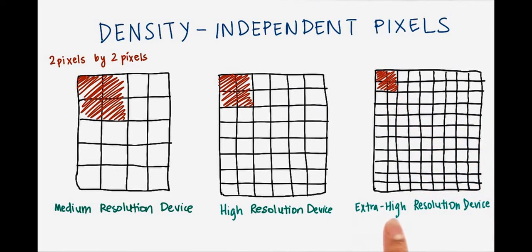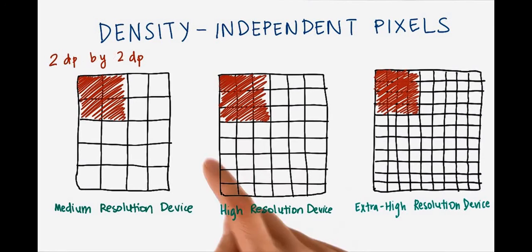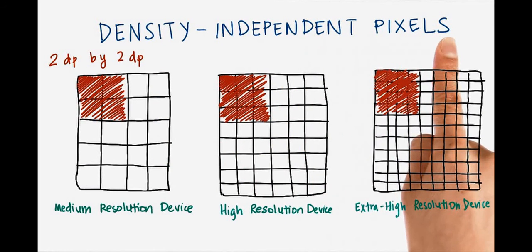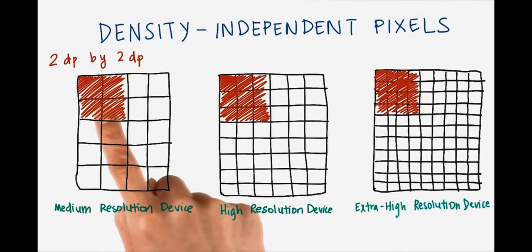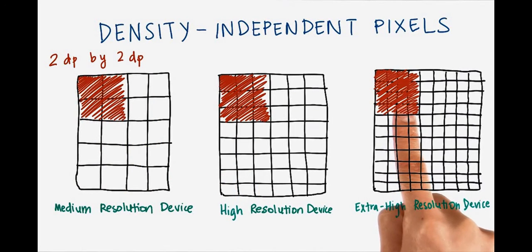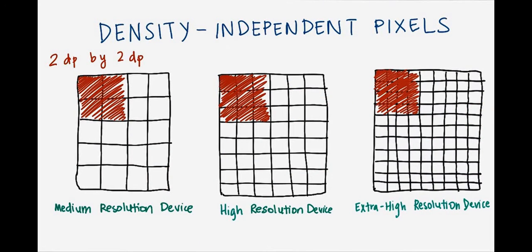Just because I have an extra high resolution device doesn't mean I have a smaller finger. I still want to be able to tap the buttons on the screen. And that is why we have density independent pixels. I can define my button to be 2 dips tall by 2 dips wide. And this is what it would look like across the different devices. It's the same physical size, but under the hood, Android is mapping it to a different number of pixels.